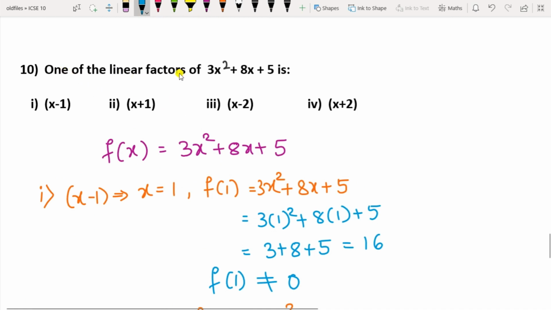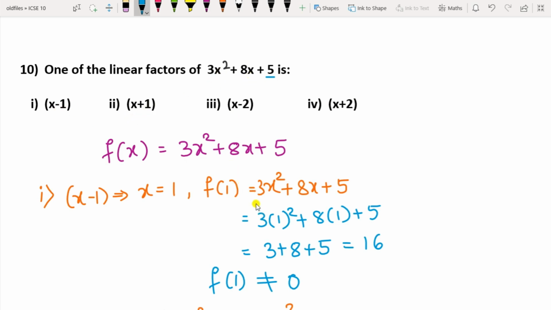One of the linear factors of 3x square plus 8x plus 5 is, so you have to find one of the linear factors of this polynomial. Here you can see the constant term is 5. So 2 we cannot consider, 2 is not a factor of 5 here. So we can solve it with 1. We have these two options now, and these two we can eliminate. Now from these two options you have to solve it by substituting the value of x as, for the first one plus 1, and for this it will be minus 1.